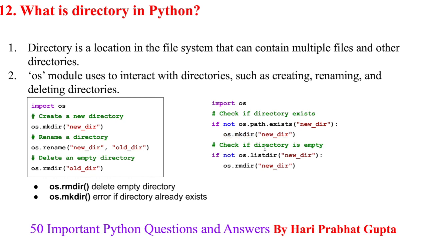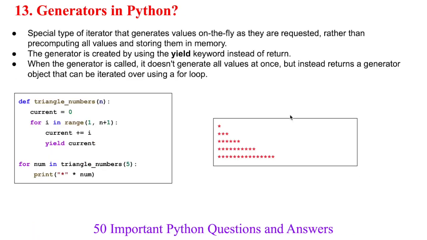We then use the listdir function from the os module to check if the directory is empty or not. If it is empty, we can delete it using the rmdir function. So in summary, directories are important for organizing files on a file system, and the os module in Python programming provides various functionality to interact with directories, as we have already seen, for example creation, renaming, and deletion of a directory.